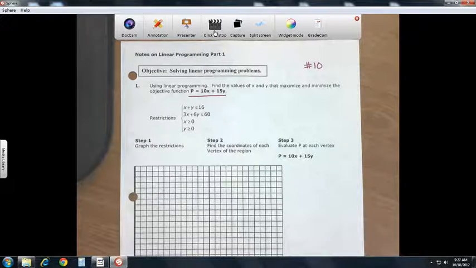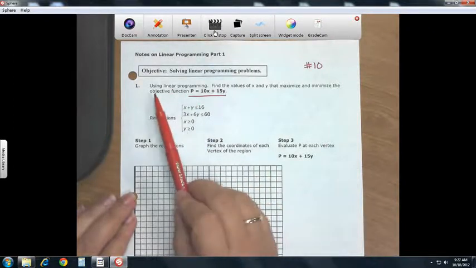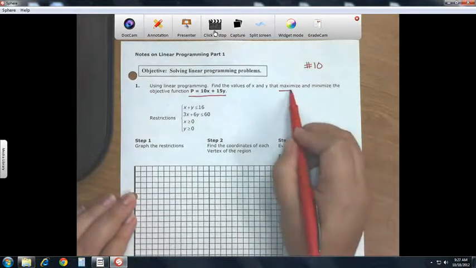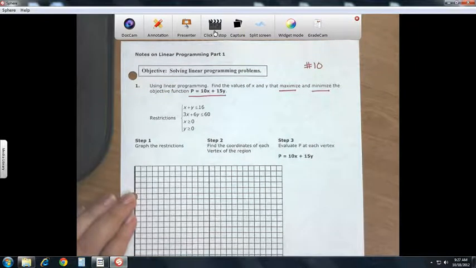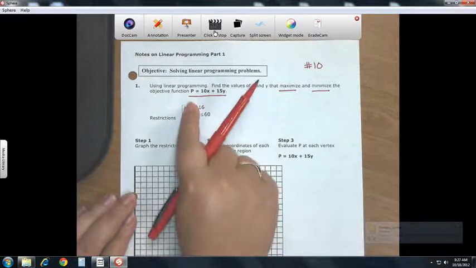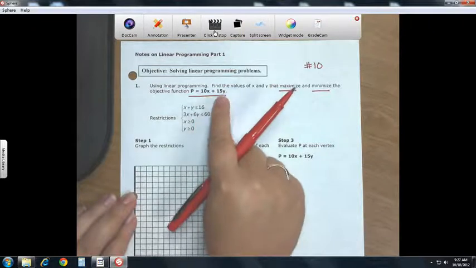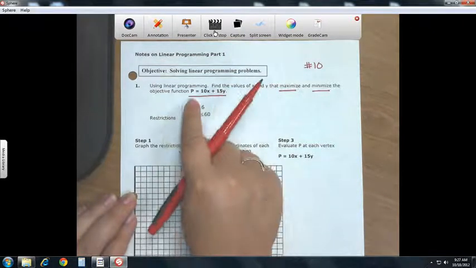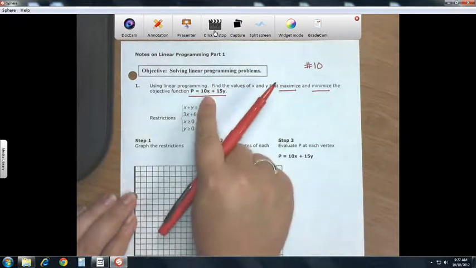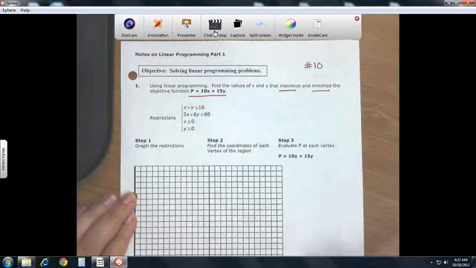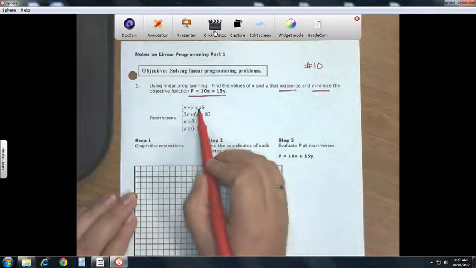Okay, so using linear programming, find the values of x and y that maximize and minimize the objective function P equals 10x plus 15y. This is like your profit equation. Think about it like it's $10 for every x, it's $15 for every y. What's my profit? If I sell one x and one y, my profit would be 25. So they've given us some restrictions. They said that when you add x and y, you have to get less than or equal to 16.